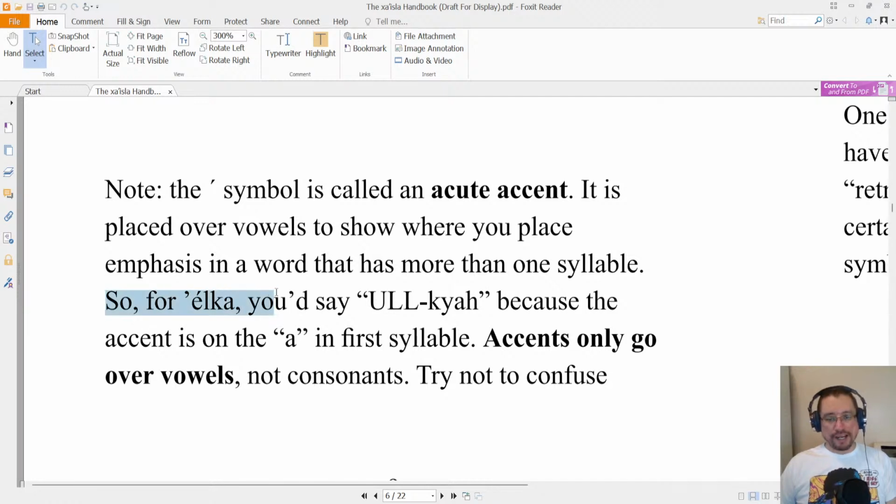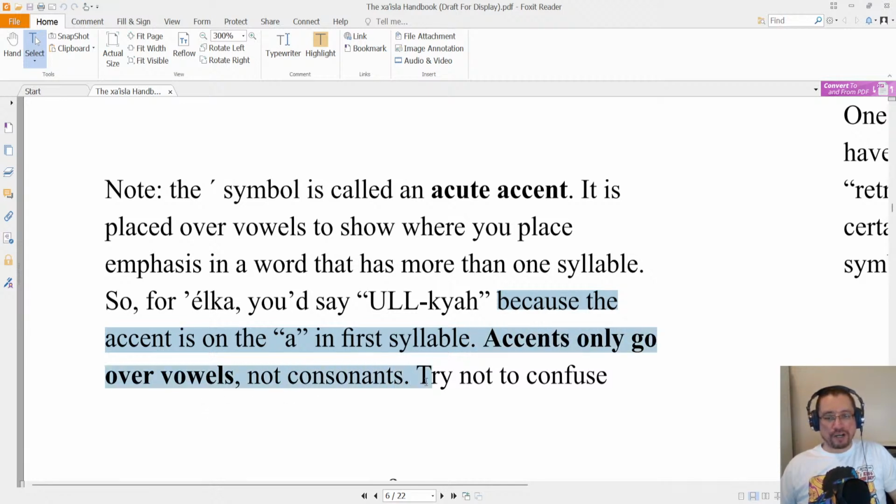So for alkia, you'd say alkia. So you're starting with a higher pitch, alkia. So watch my hand, it shows where you're placing emphasis, alkia. Because the accent is on the first A in the first syllable. Accents only go over vowels, not consonants. And try not to confuse.